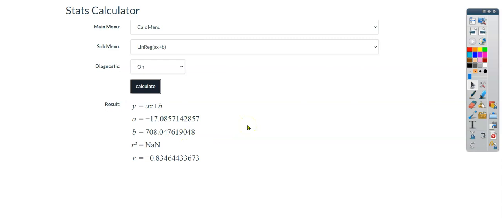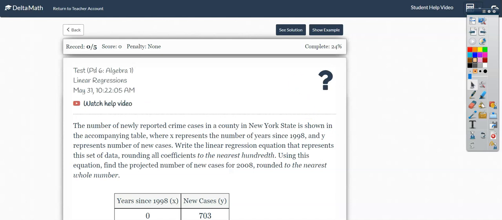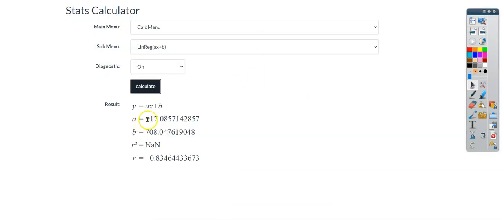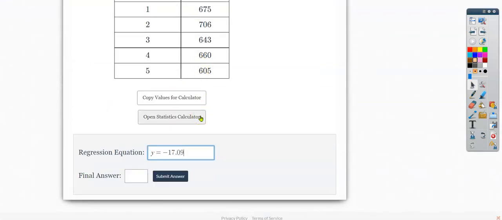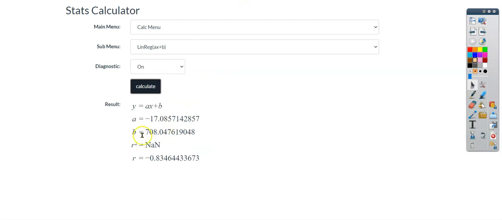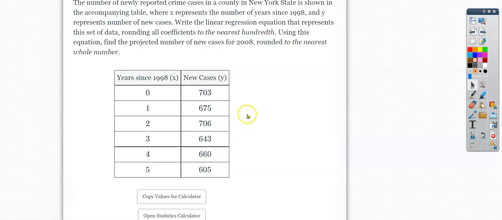Right? So my equation is going to be, and I can go back and forth because you have two tabs open here, my regression equation will be y equals, and this is rounded to the nearest hundredth, so it's 2 decimal places, negative 17.09, plus 708.05. Alright, so there's my regression equation, and it needs an x, which I did not type by accident. There we go.